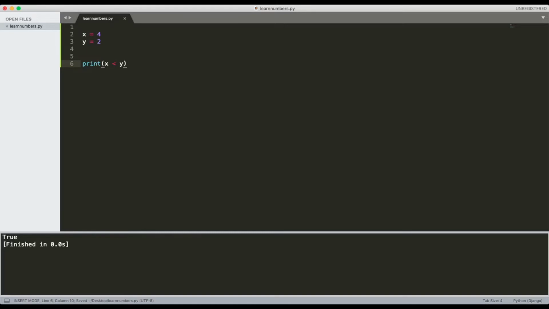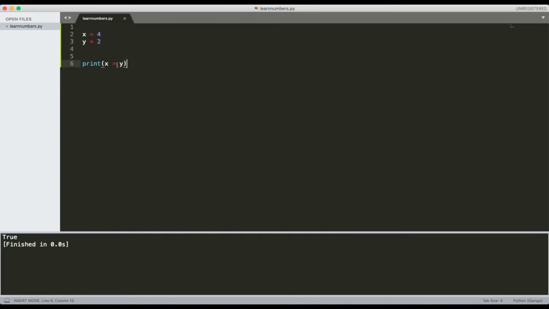Another one is x less than y? No, because 4 is greater than 2, not less than 2. This is the left arrow bracket, not sure what people call this. You can write it in the comments if you know what this is called. I can't remember off the top of my head. So you can already guess that the other way means greater than, right? 4 is greater than 2, which is true.